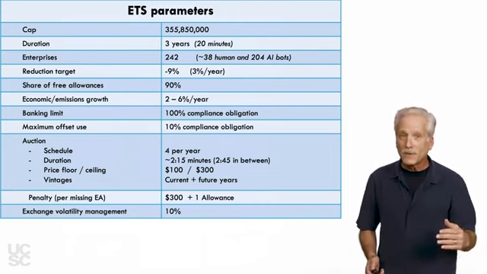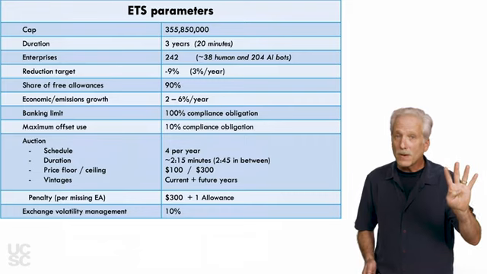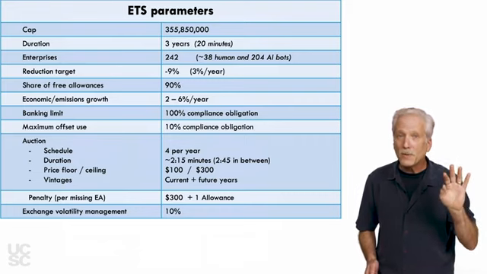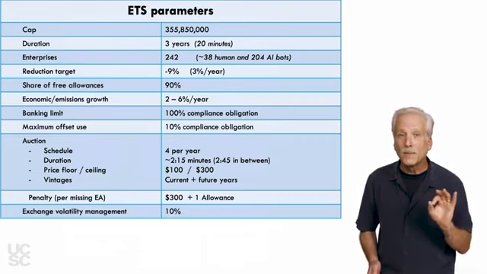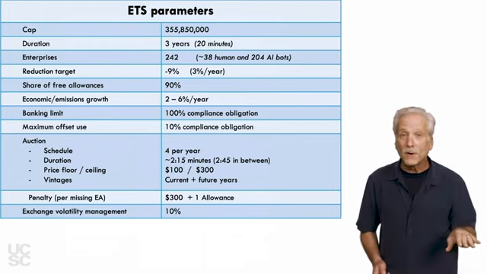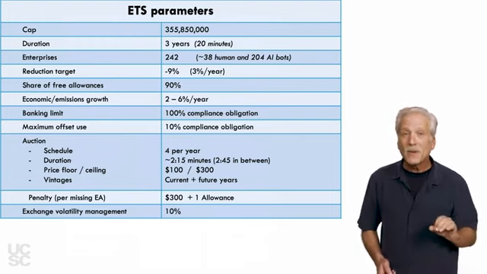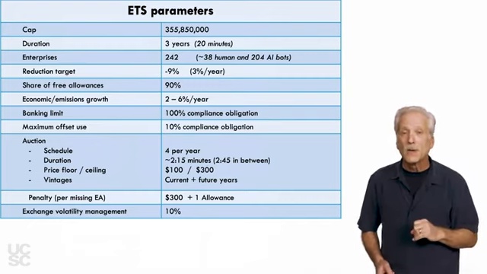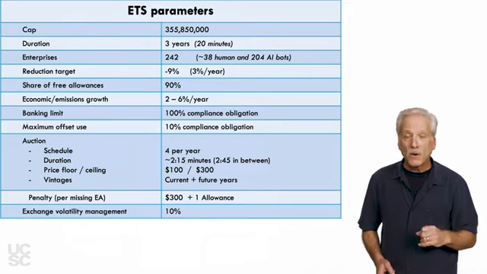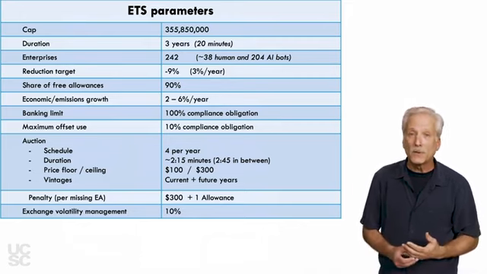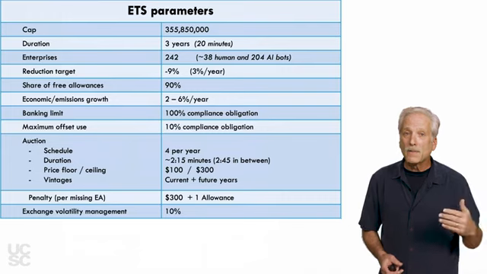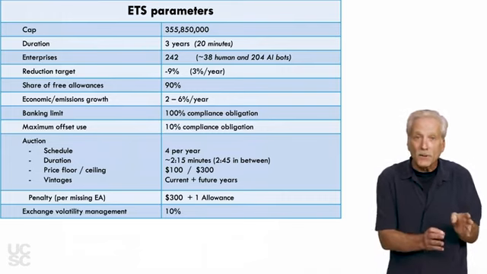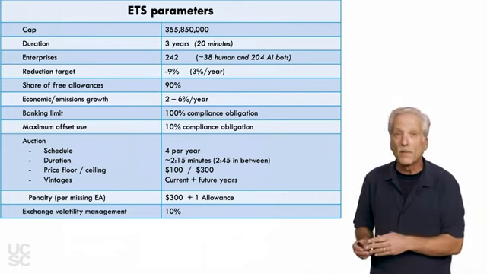In terms of auctions, there are 4 auctions per year. The auctions last about 2 minutes and 15 seconds. There is a floor price in the auction. You cannot submit a bid for less than 100 pesos or one greater than 300 pesos. You will be able to buy current and future allowances through the auction. There are different allowance vintages offered in each auction, auction 1, 2, 3, and 4.